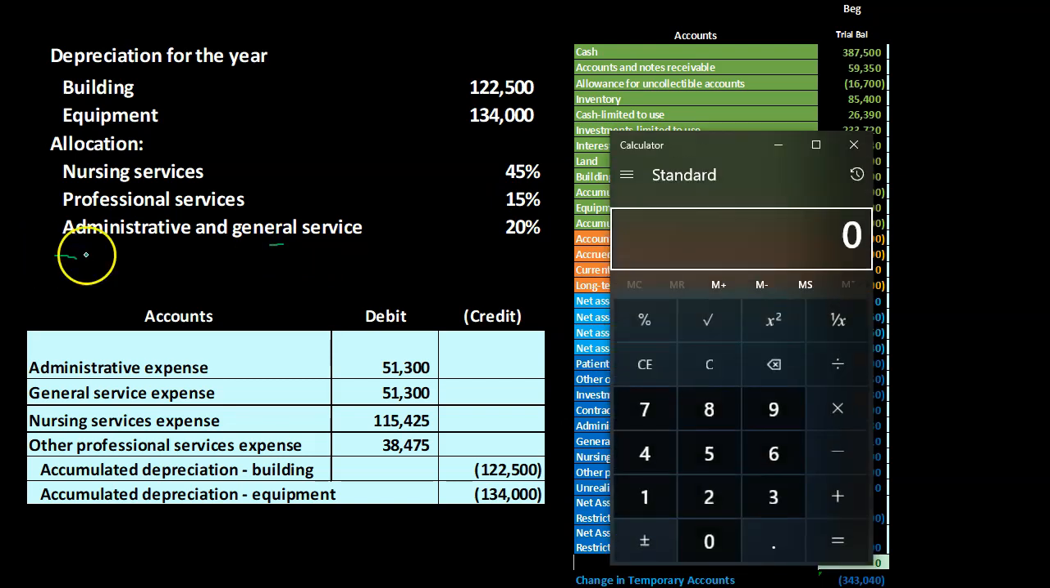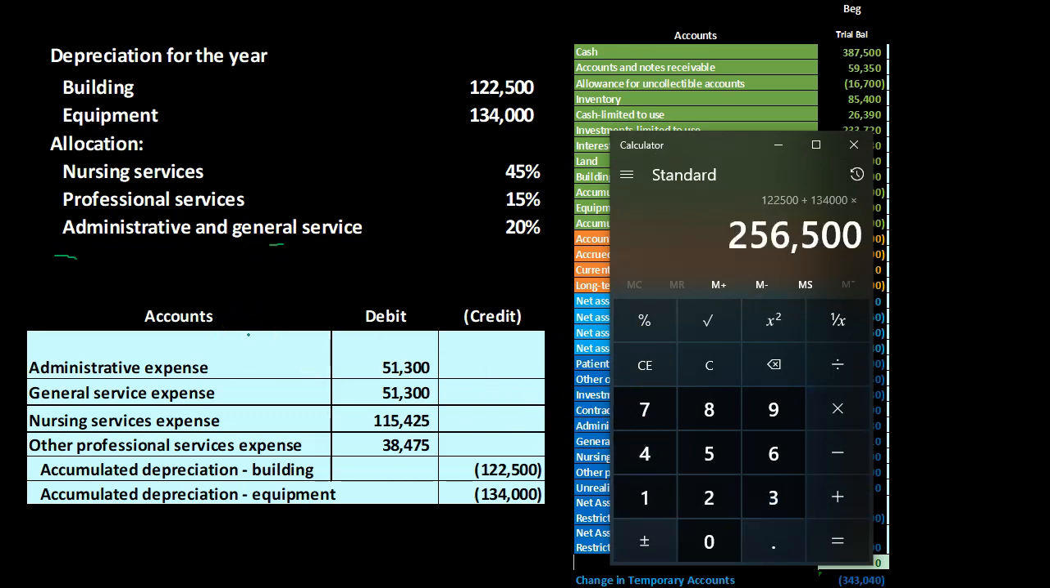And then we're going to take the 122,500 plus the 134,000 times 0.45. I don't think I did that one for some reason. I did do that one. And then the 0.15, the 122,500 plus the 134,000 times 0.15, and that's going to be the 38,475. I think I got all of them.